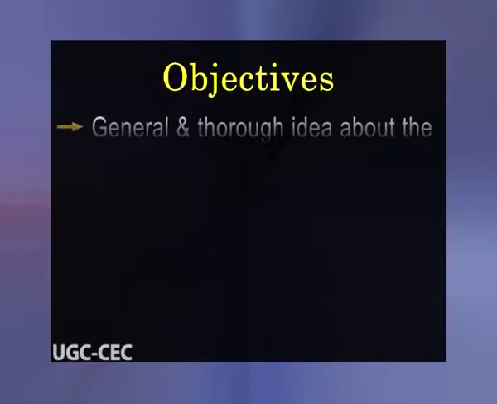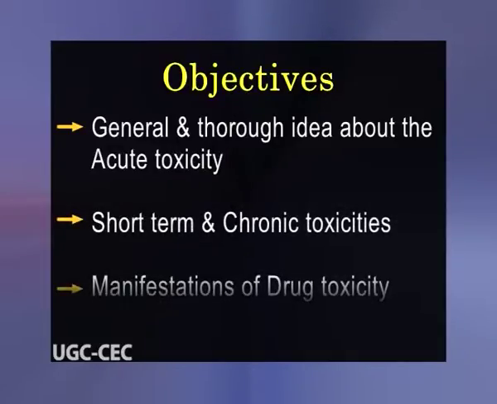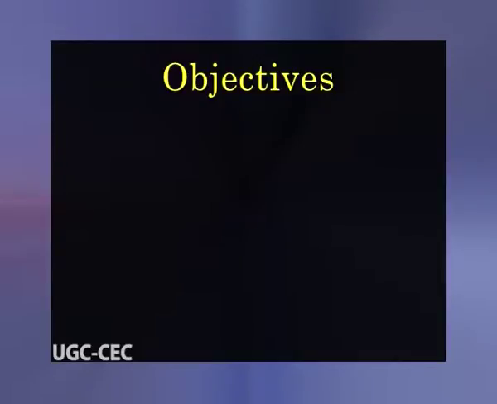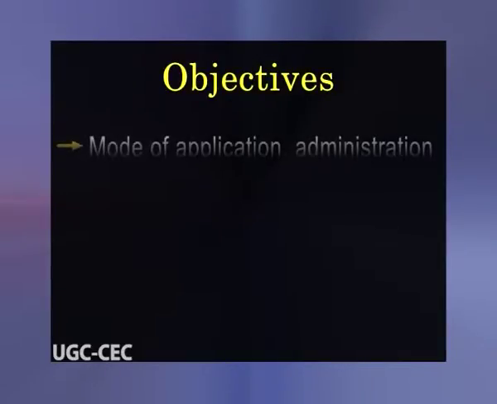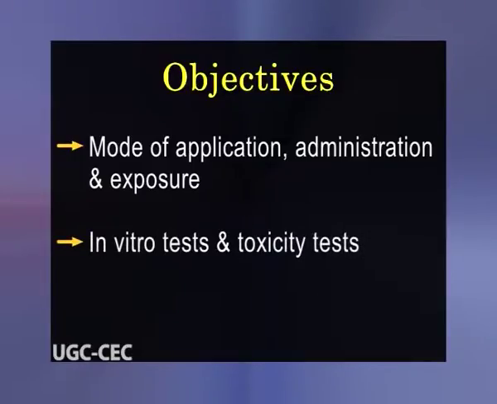To give a general and thorough idea about the acute toxicity, explaining in detail the short-term and chronic toxicities, to discuss in detail manifestations of drug toxicity, to give a general idea about the mode of application, administration and exposure. Finally, discussing in detail the in vitro tests and toxicity tests. Now we will start with the brief idea about the acute toxicity.